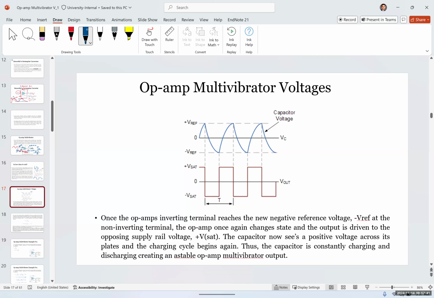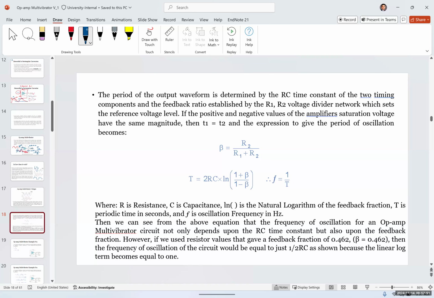So how do we determine the reference voltage? Again, it's the same thing as the Schmitt trigger. The beta voltage is calculated using a voltage divider, which is equal to R2 over R1 plus R2. And the period T is calculated using the following equation. It's going to be 2RC ln of (1 plus beta) over (1 minus beta). And obviously the frequency, we know that it's 1 over T, or the period.